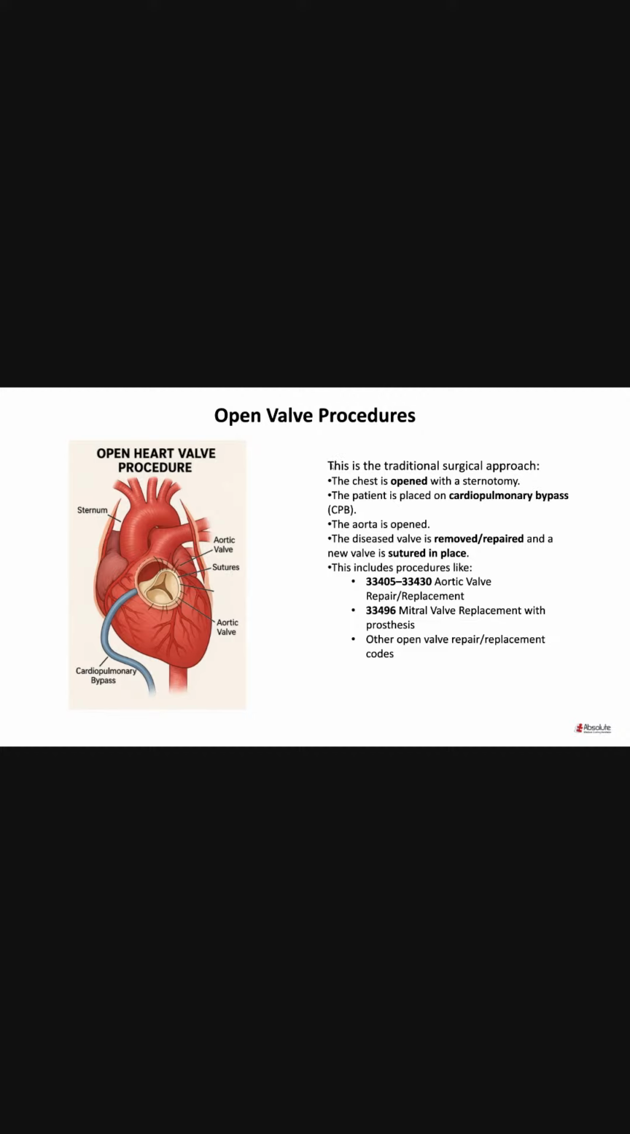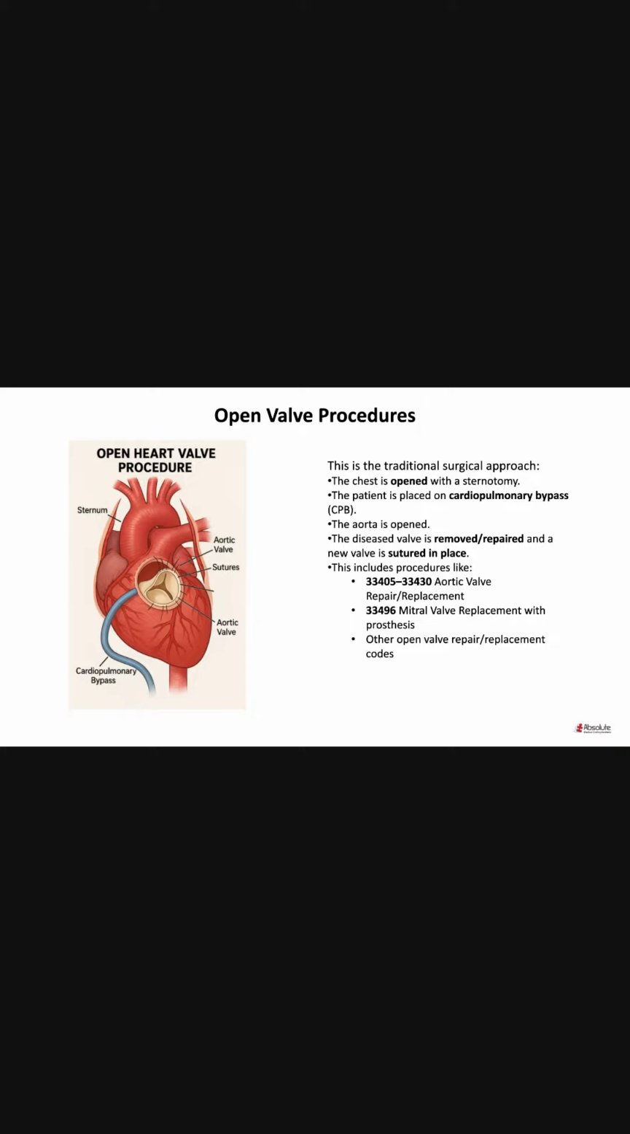All right, so let's take a look at the open valve procedure. This is a traditional surgical approach. The chest is open with a sternotomy. The patient is placed on the cardiopulmonary bypass. That cardiopulmonary bypass is breathing and also pumping for that patient. The aorta is opened up. That diseased valve is removed or repaired, and that new valve is sutured in place. This includes procedures like 33405 through 33430, which is the aortic valve repair, and 33496, which is a mitral valve replacement. And then there are other codes as well.